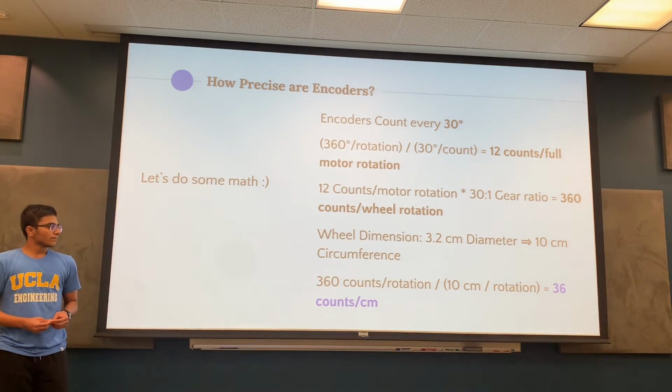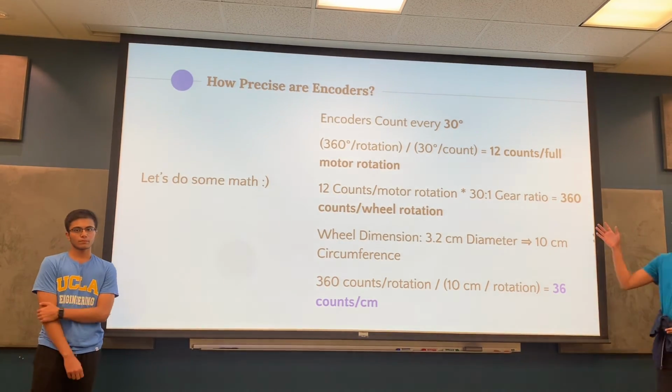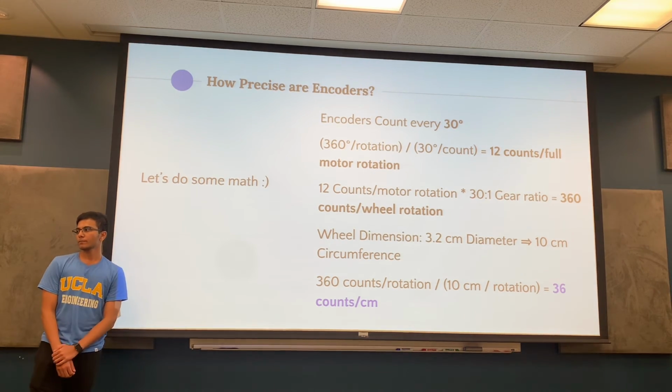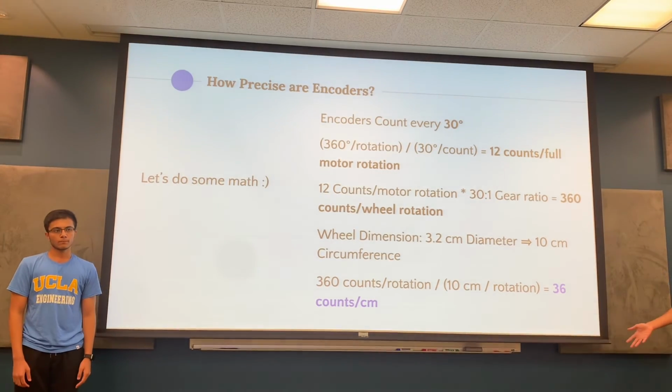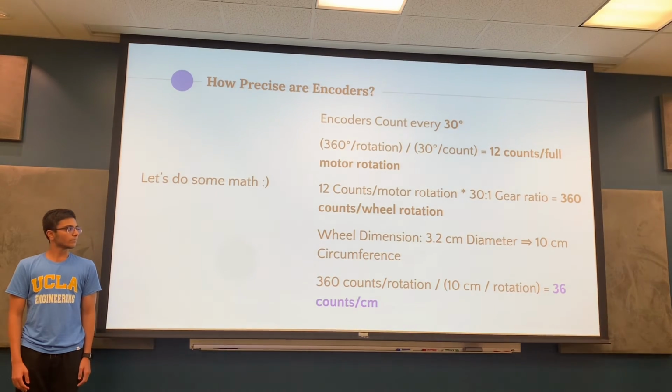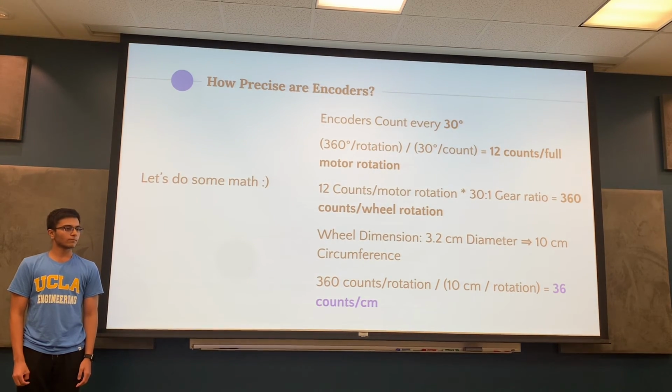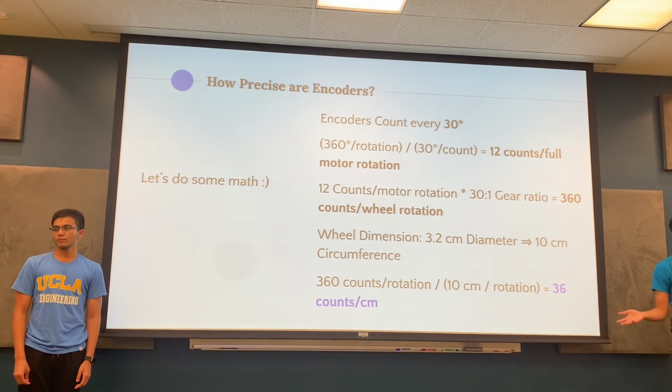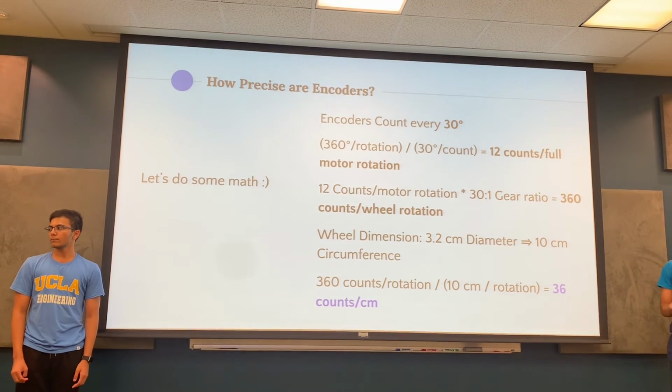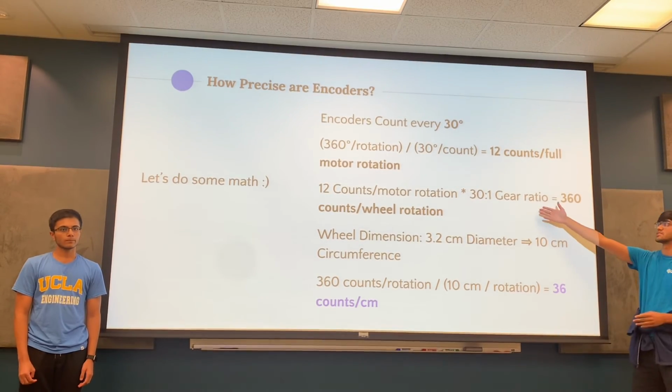Okay, so let's go over the encoders. As we said, the encoders count one count every 30 degrees, and that means we have 12 counts per full motor rotation, because they're 360 degrees in a full rotation, of course. But something important to note is we have a 30-to-1 gear ratio.